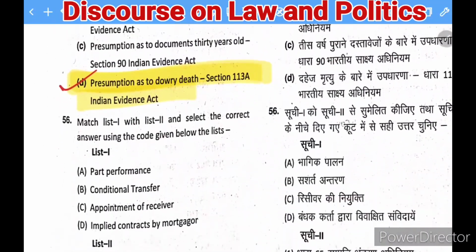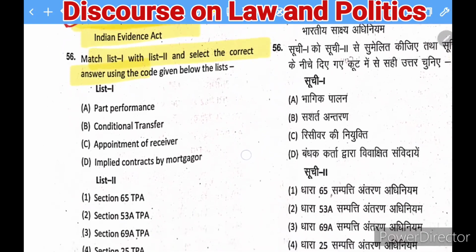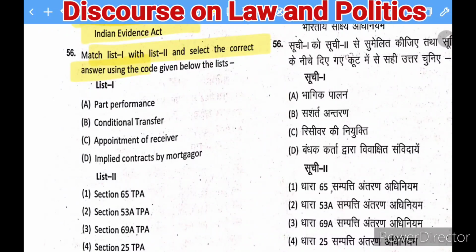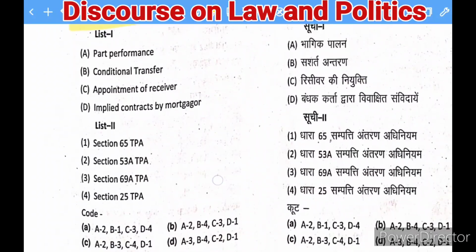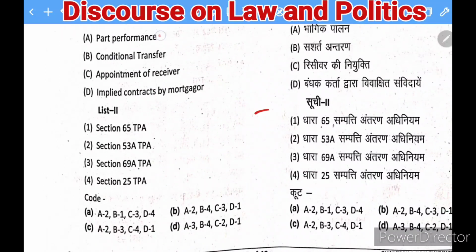Now next, again it is from the matching of list 1 and list 2. List 1 has the provisions, list 2 has the sections. Okay, and all these provisions and sections are from where? From the TPA. Okay, so now the question of TPA is here. So let's start the matching here one by one. The first one, part performance, is from section 53A. So just write here 2.